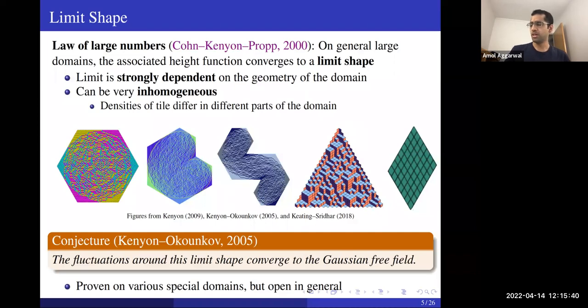I just want to mention it. Since you have a lot of large numbers, it's a natural question to ask how the tiling fluctuates around it. And there's a prediction that goes back to 2005 by Kenyon and Okounkov, which is that the fluctuations around this limit shape converge to the Gaussian free field. I won't talk too much about these fluctuation questions. I'll be more interested in different questions for this talk, but I'll just mention for now that this is proven on various special domains, but in general is quite open.